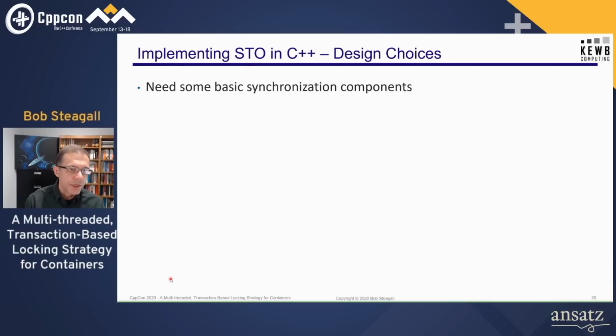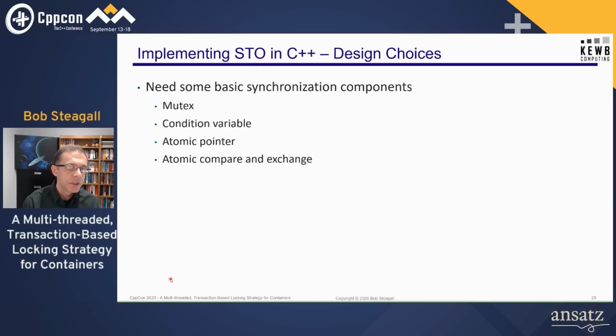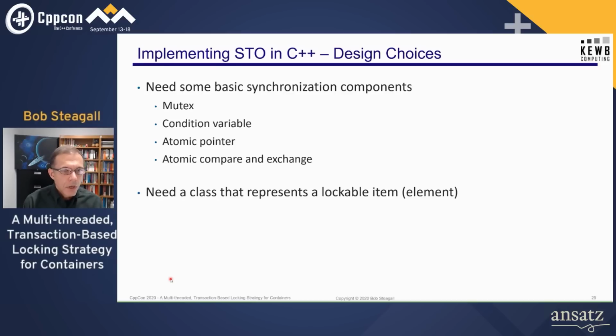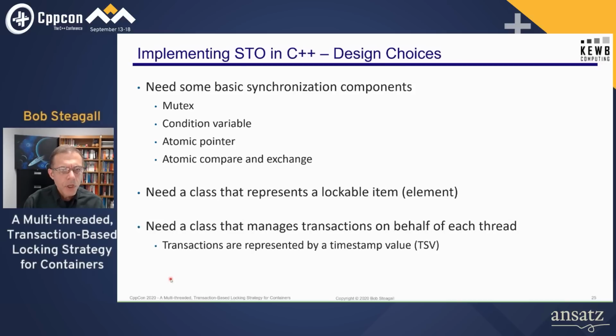So in order to do this, we need some basic synchronization components, which modern C++ provides. We need a mutex, we need condition variables, we need atomic pointers, and we need the ability to do atomic compare and exchange on pointers. We need a class that represents a lockable item, i.e. the element that I've mentioned. And we need a class that manages transactions on behalf of each thread.